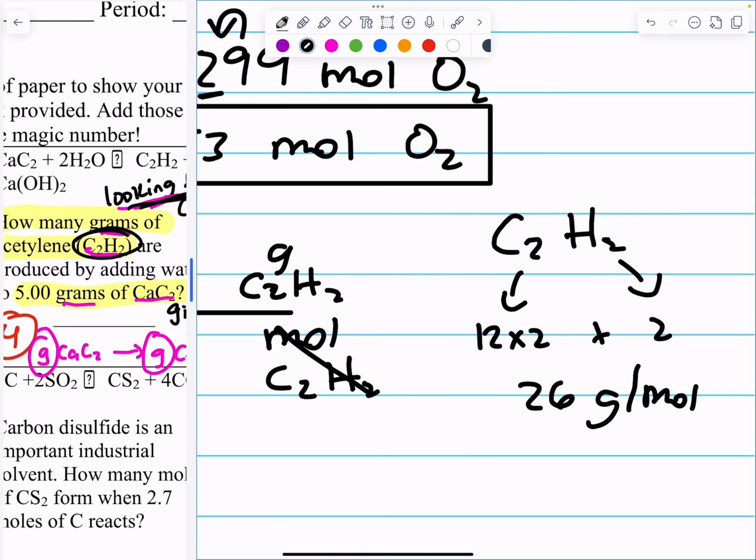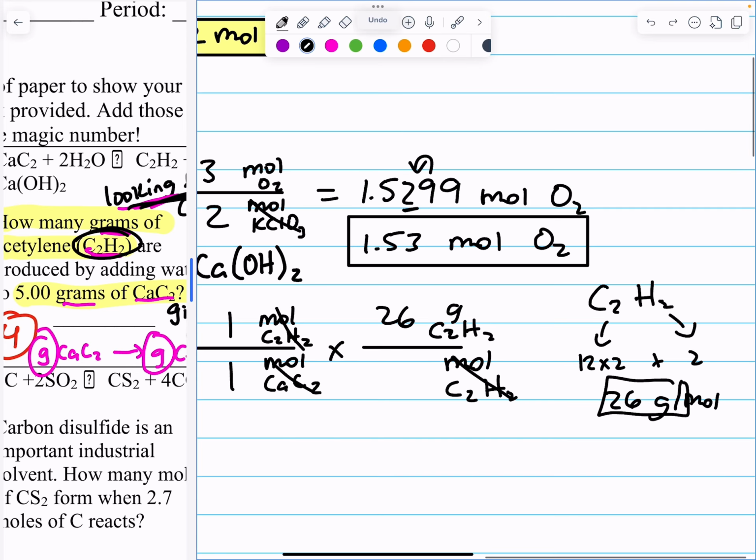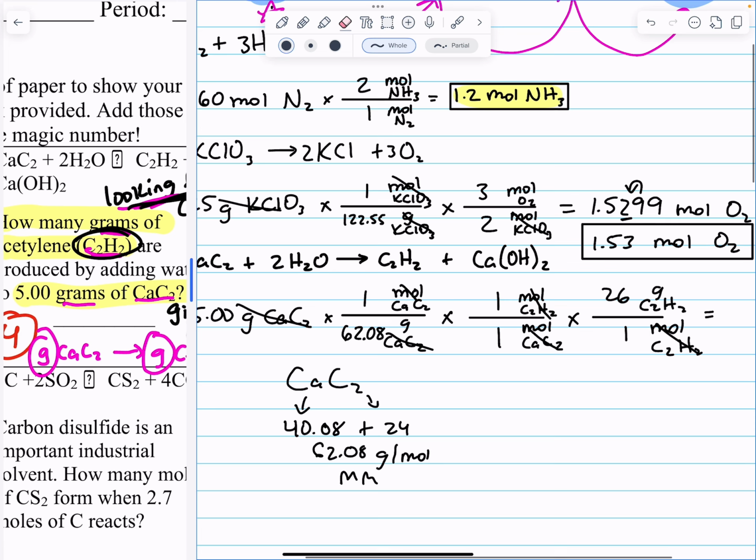26 grams per mole, because this one is 24 plus 2. Gives me 26. Okay, so 26 grams per the singular mole. Okay, beautiful. I'm going to erase this to make space. Now all I have to do is just do the math.